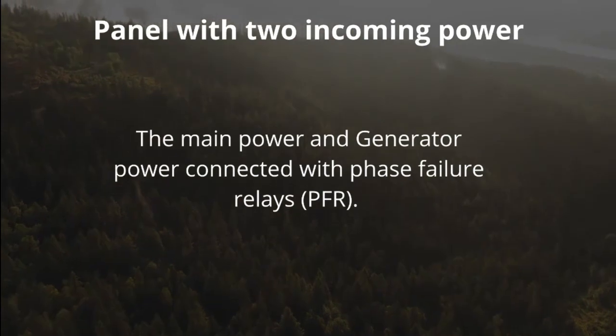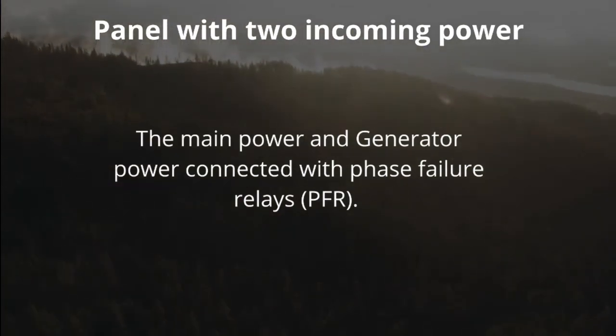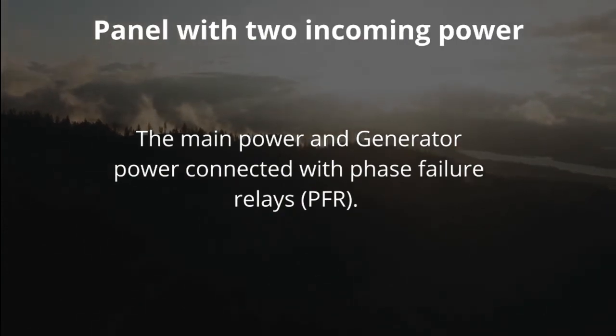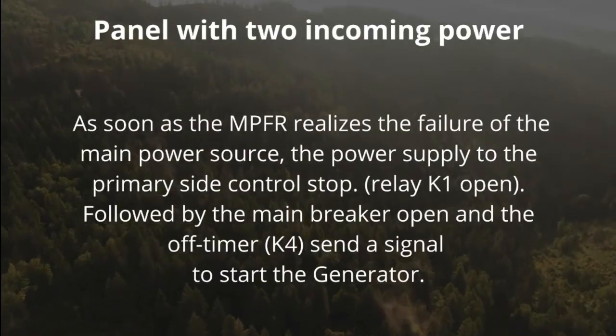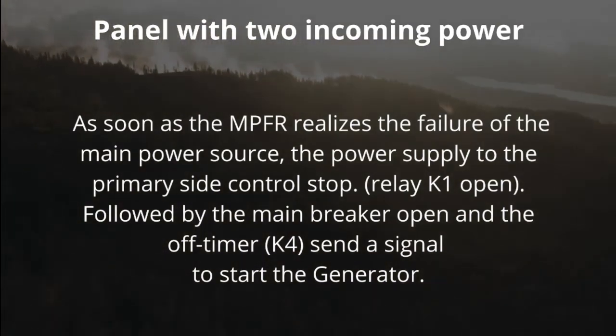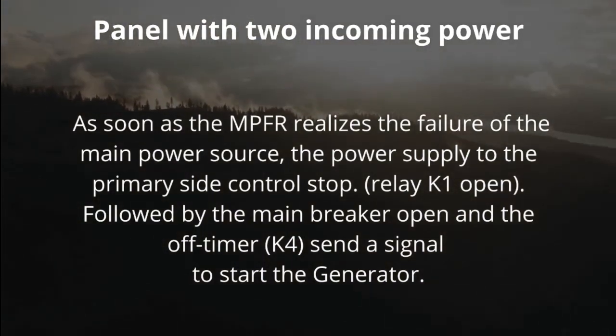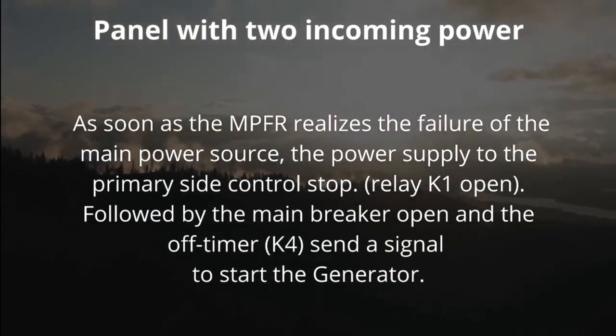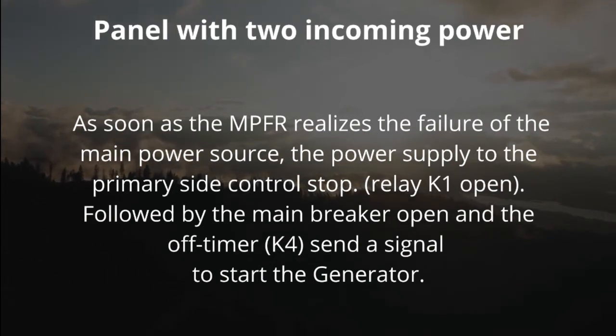Panel with 2 incoming power. The main power and generator power are connected with phase failure relays. As soon as the MPFR realizes the failure of the main power source, the power supply to the primary side control stops, followed by the main breaker opening, and the off timer sends a signal to start the generator.